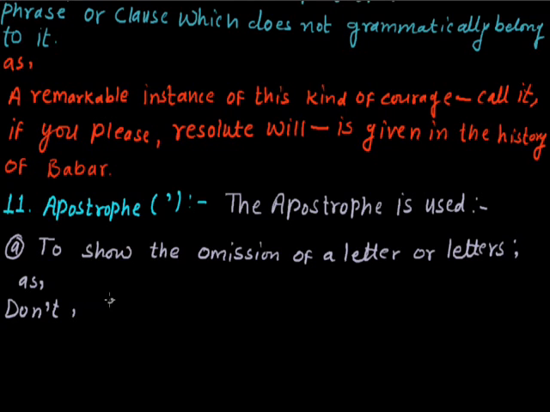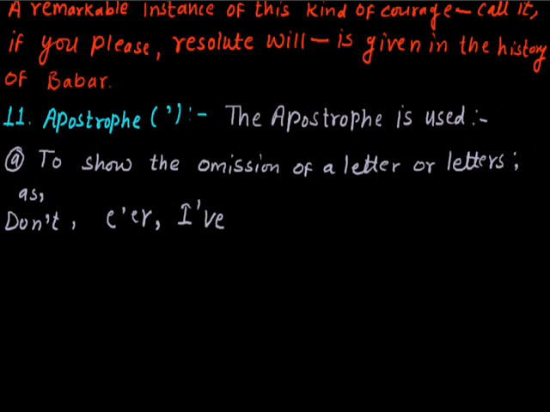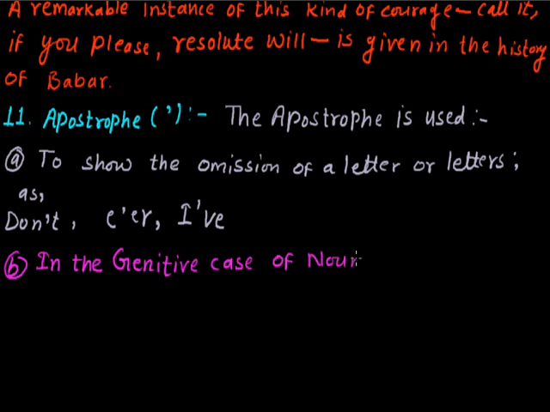Okay, we also use the apostrophe in the word we've to omit H-A from the word. When we say I have, we omit H-A, and to show the omission, we use the apostrophe. The apostrophe can also be used in the genitive case of nouns. Like when I say it is and omit I from the spelling, we can say it's for it is.